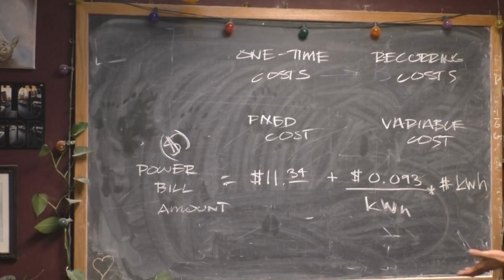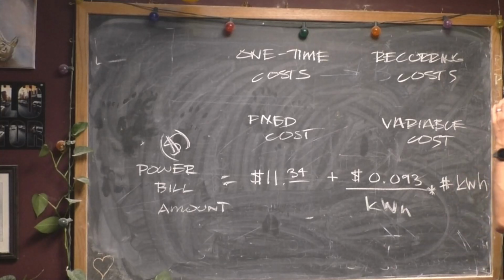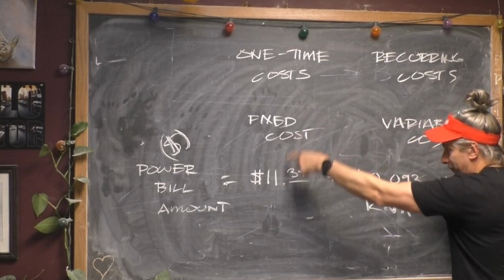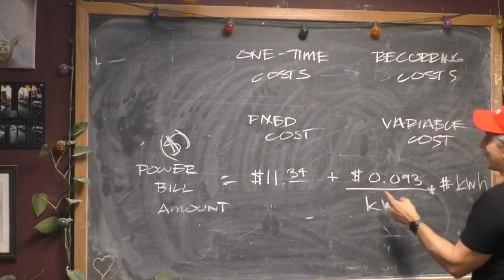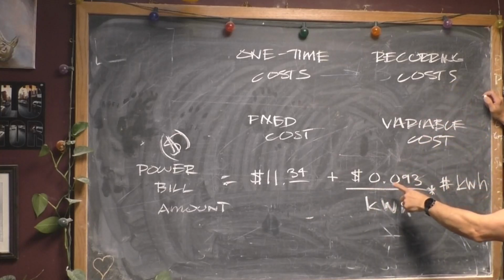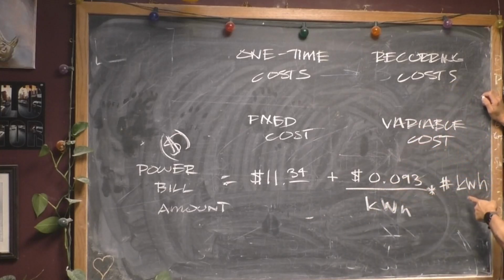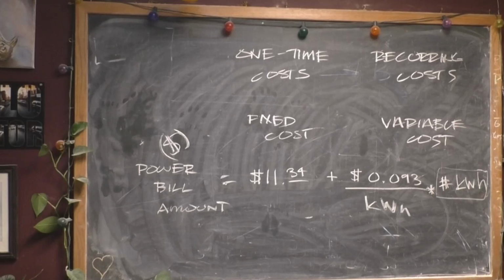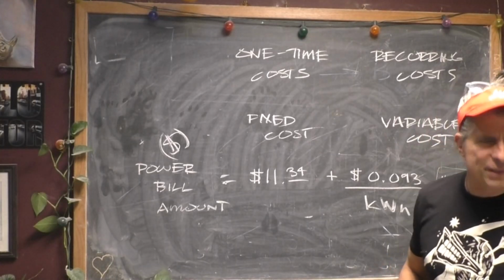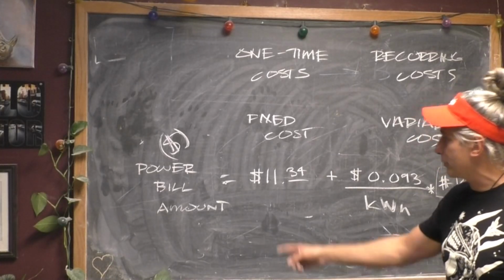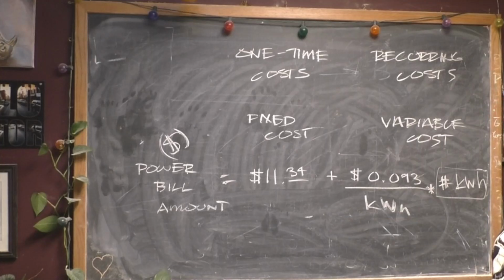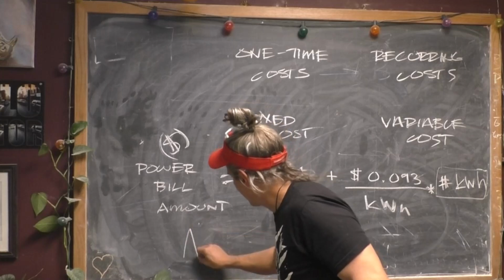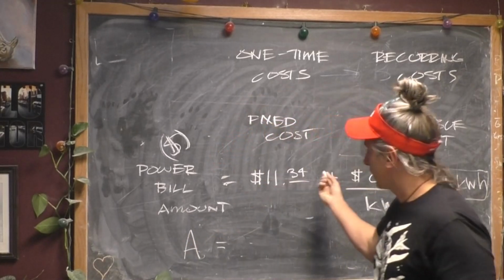So this is basically the equation. You're going to pay a flat fee of $11.34, fixed cost, one-time cost. Then there's a variable cost, a recurring cost. It recurs, or it varies, because the number of kilowatt hours you use varies. So this is kind of in words, as Becky said. Write it in words and then define variables. So let's define variables. Power bill amount, let's just call that A for amount. And that's going to be in dollars. Okay? That number is legit.